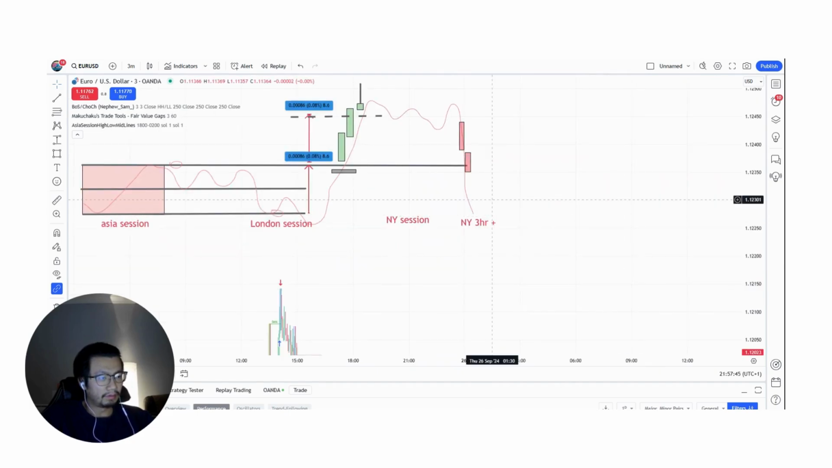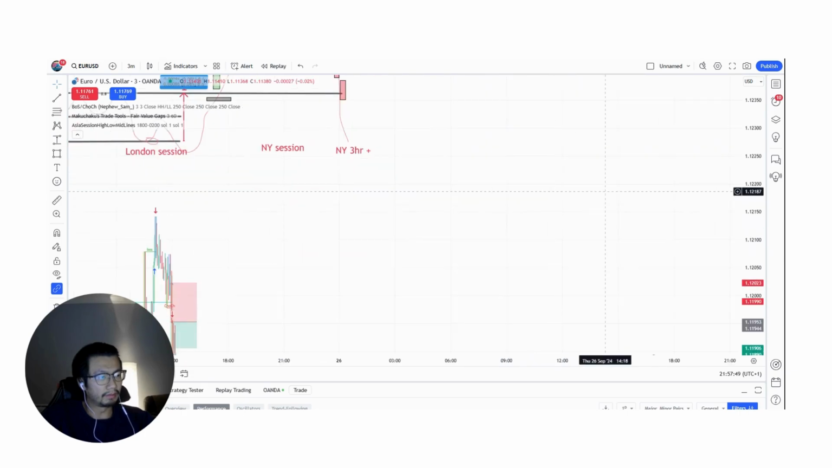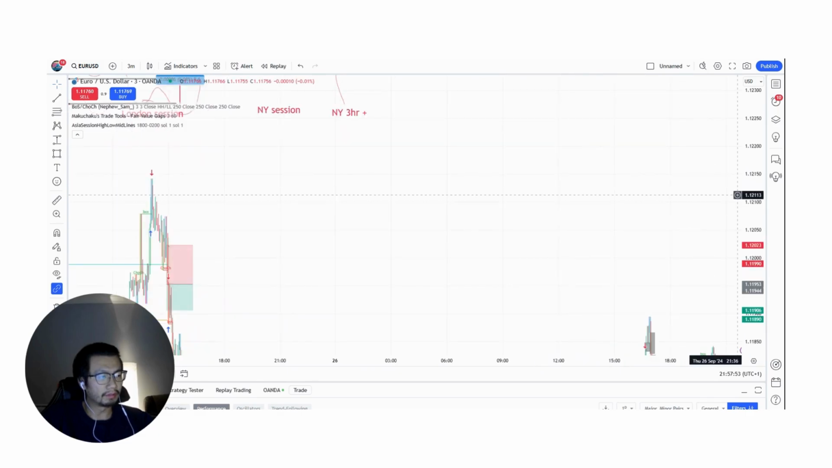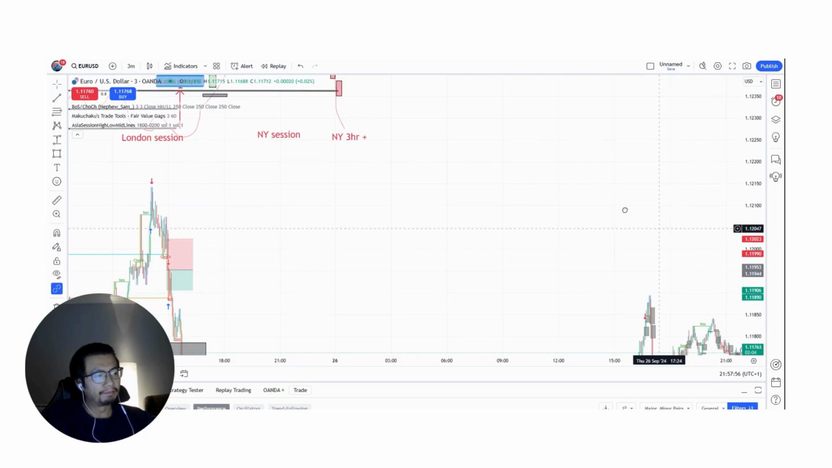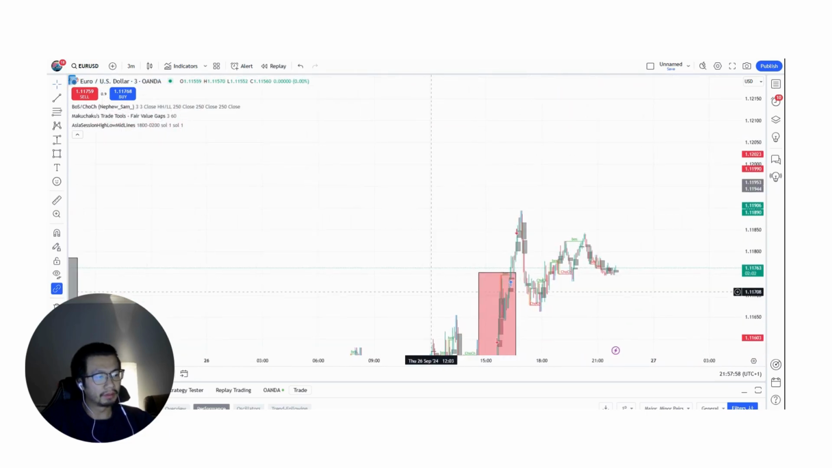So let's have a look at today's trade. We'll get there. Sharing the screen is usually very, very slow. Let's be patient. Right, there we go.